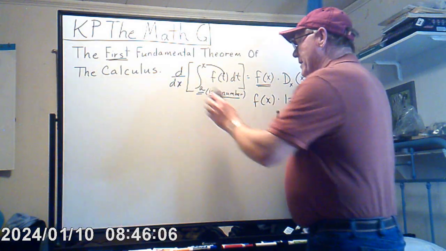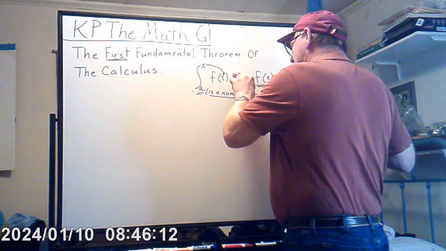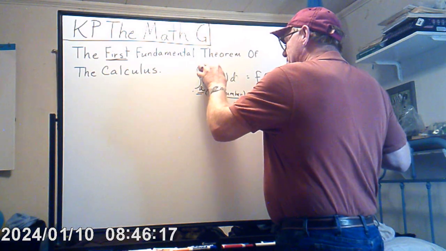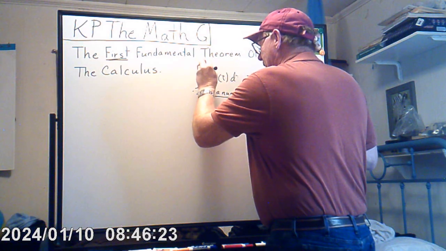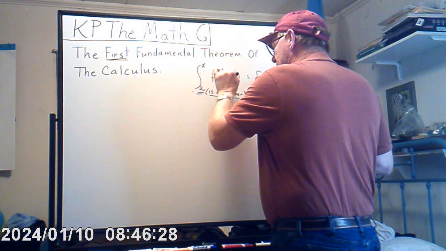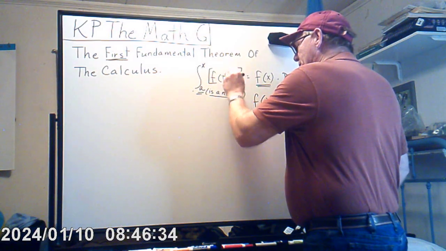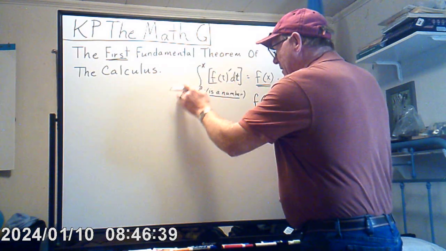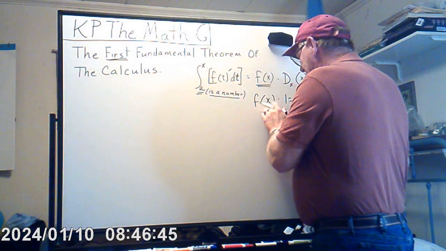Sometimes it doesn't have the d. Let me erase this, bear with me please, I'm sorry. Instead, what it'll have is the derivative. You'll see this with the prime sign right there, but that still means the derivative of the definite integral. Anytime you have that, you just get that back.